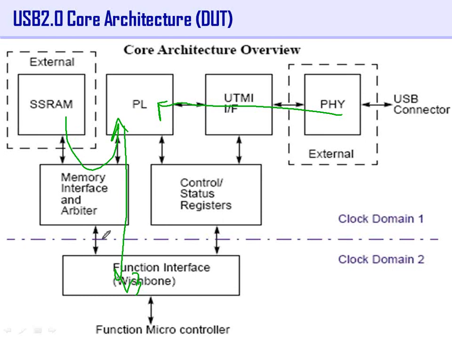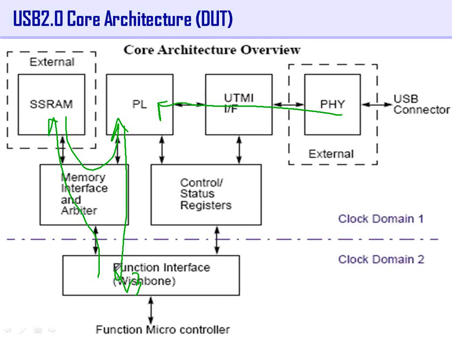I need to give the data. So what does it do? Will it give data to VL or will it give data to SRAM? It will write into SRAM. So you see, SRAM is accessed by how many blocks? Protocol layer and function controller.